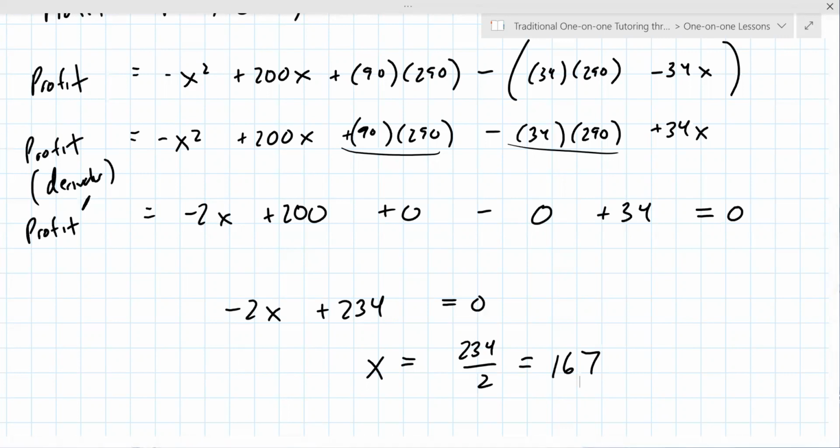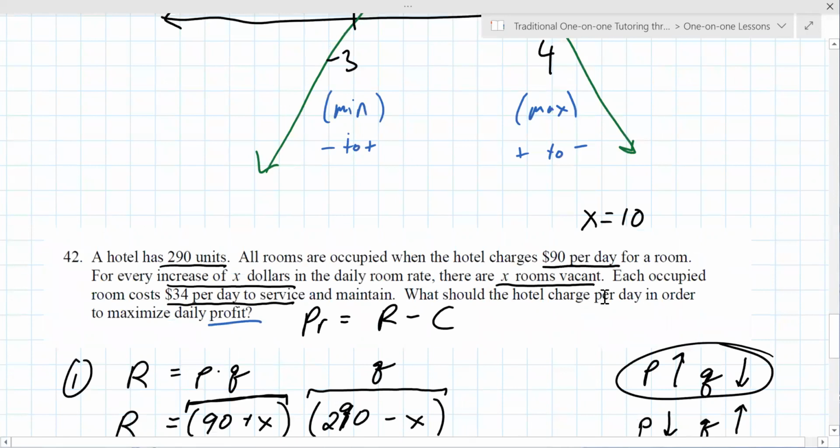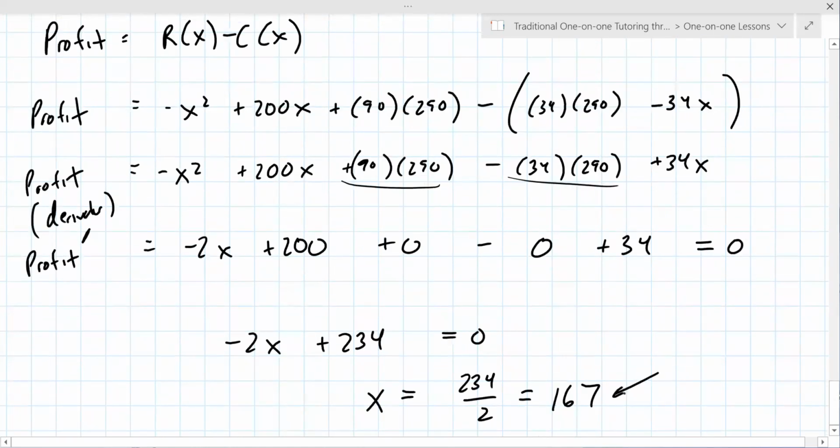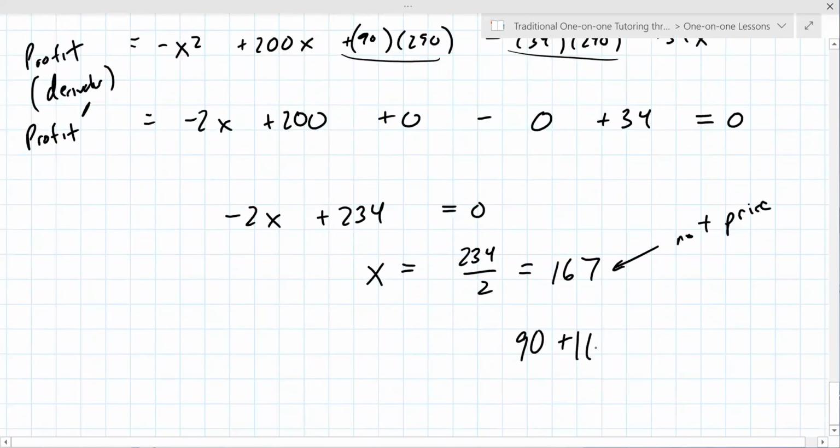Sure. Well, let's see if we can get one more question, 43 in, but this is not the answer. This is X. The question is asking, this is very important here, what should the hotel charge per day? They're asking for the price, and the price is 90 plus X. So you have to take that number you just found and put it back into this. So we're gonna find X, plug it in, and then what we get is the price, correct? Yes, exactly. So here the point is to plug it in, not to just find the input. Yes. Output. Okay.